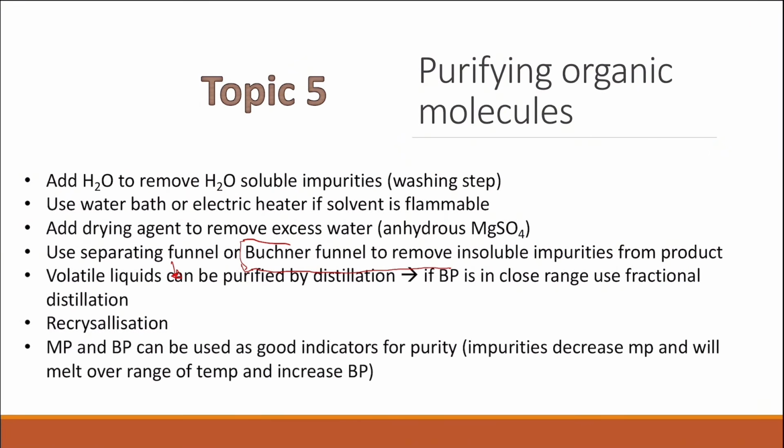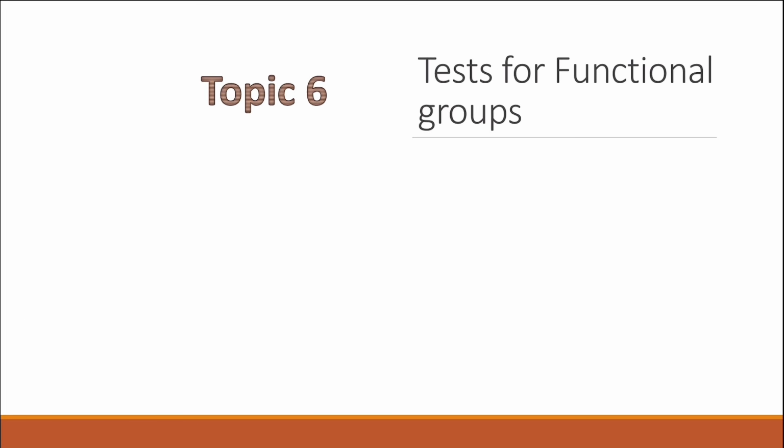Melting point and boiling point can be used as a good indicator of purity because impurities will decrease the melting point of your product, and the product will melt over a range of temperature rather than having a sharp melting point, and impurities will increase the boiling point. So impurities will increase boiling points and decrease melting points.